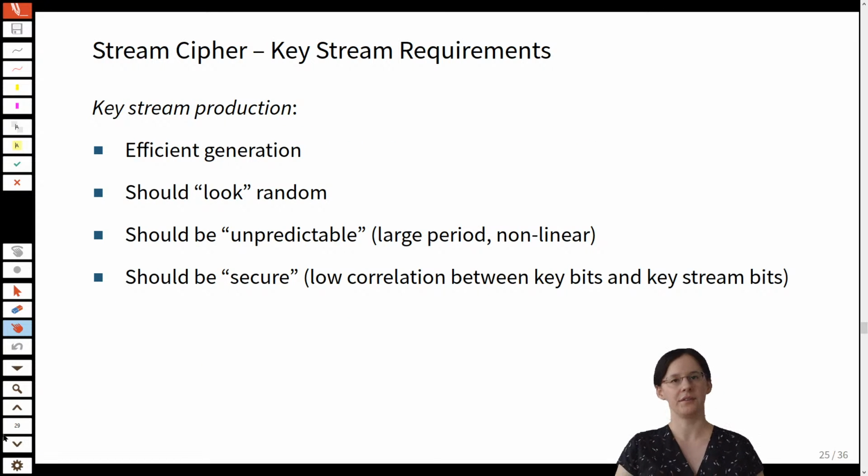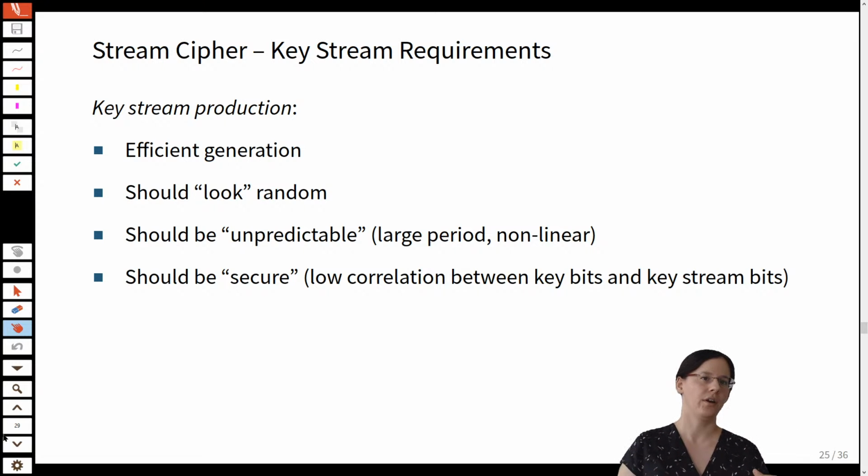So what do we want the stream to look like? Of course, it should be efficient. After all, we're talking about lightweight crypto. It should also look random in the sense that there shouldn't be a bias in the output. So for example, if your key stream has 75% zeros and only 25% ones, then an attacker can always learn a bit about the message by guessing that the current key stream bit is 0 and looking what this says about the message. And what they guess will be correct more often than wrong.